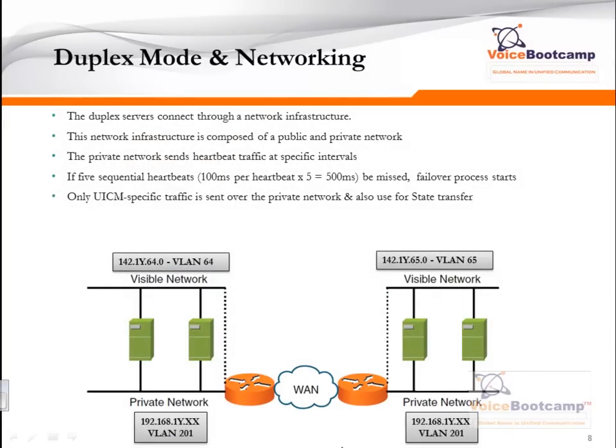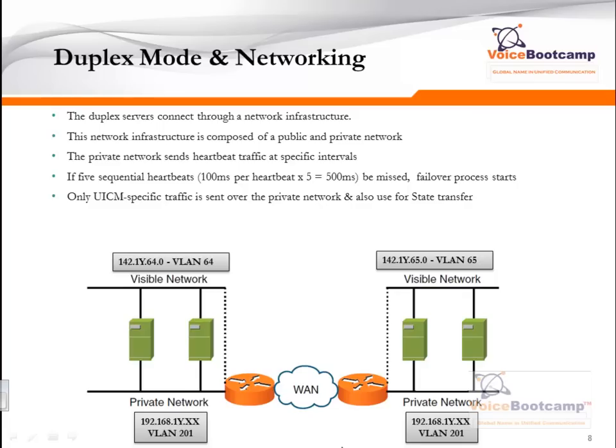In a duplex mode, networking infrastructure becomes vital because duplex servers will communicate with each other to synchronize their database over the private network. So the network infrastructure in ICM is composed of a public network and a private network. If 5 sequential heartbeats between these servers are missed, where each heartbeat is about 100 milliseconds, then the failover process will start. Now of course the failover mechanism will depend on various other aspects of the configuration.